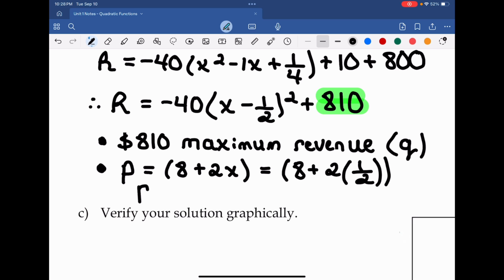This means that the price was equal to 8 plus 2 divided by 2. This is 8 plus 1, which is equal to $9. So each bottle was $9 and the maximum revenue was $810. And maybe I'll put that here. The price is $9 for each bottle.